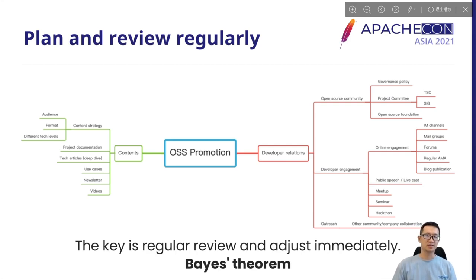And also you can think about setting up a blog publication, for example, on Medium, and organize those regular AMAs to keep the project warm among the developer community. And also we very actively attend public speaking opportunities, like open conferences and live chats, and we organize our own meetup seminars, and we also plan to launch a hackathon, and work with other communities and foundations. You also need an outreach champion to collaborate with different people in the open source communities.